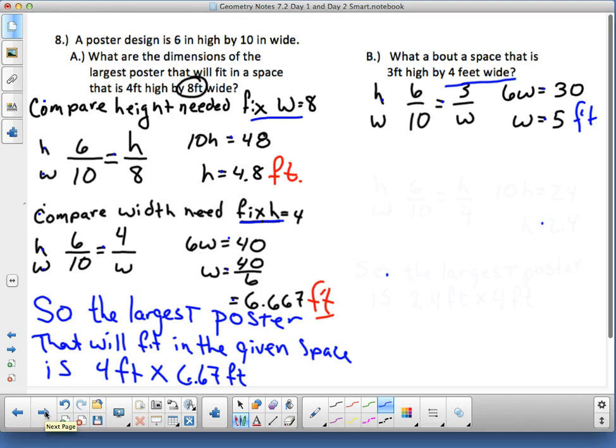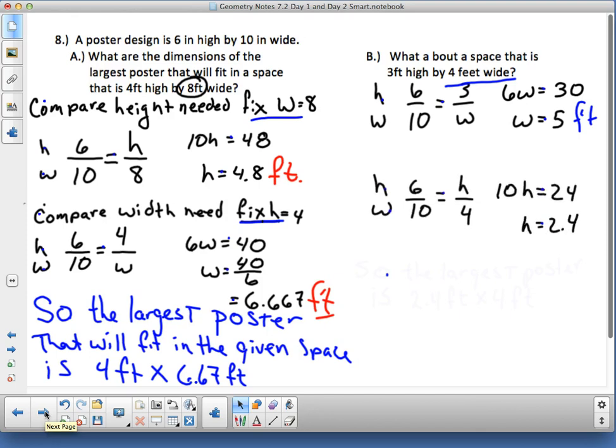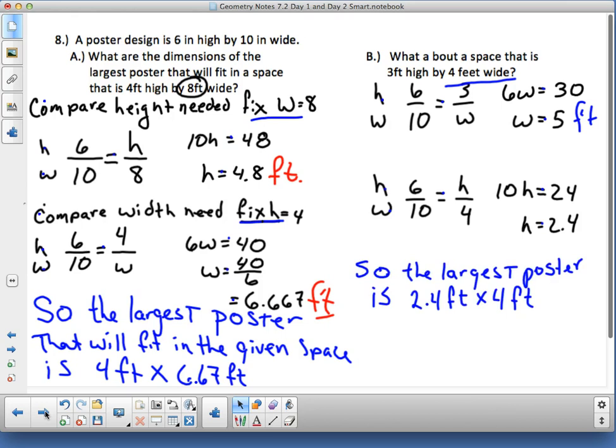So I'm going to look at the other side. I'm going to say, well, what if I just find the width of 4 feet? Maybe the height's enough. Okay, I'm going to do the same thing. Hopefully you were able to do the same thing, and it's 2.4. That's 2.4 feet. Okay, 2 feet, what, 4.8 inches? Okay, so now I'm going to explain myself. So the largest poster is 2.4 feet by 4 feet. That fits in there. Okay?